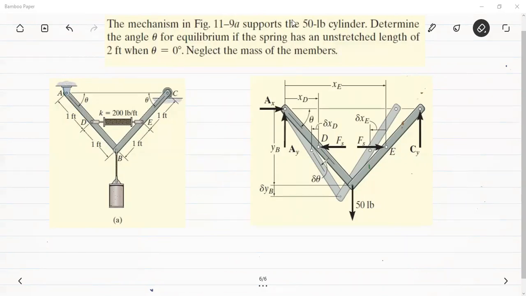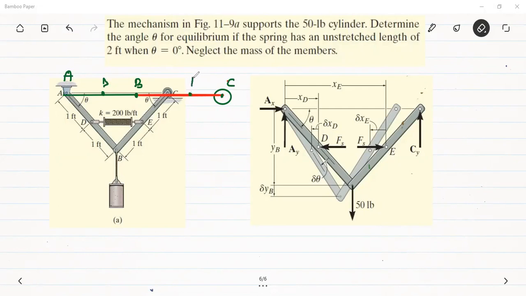Therefore, we can assume that in the scenario at theta equal to 0, this roller C will be here. This link BC will be this, and this here can be the position of the link AB. So actually this is A, this point is B, and this is C. This is the condition of the system when theta is equal to 0. Also, between A and B there is a point D, and between B and C there is a point E. What is connected between these two points is a spring. When theta is equal to 0, the spring is unstretched and its length is equal to 2 feet.